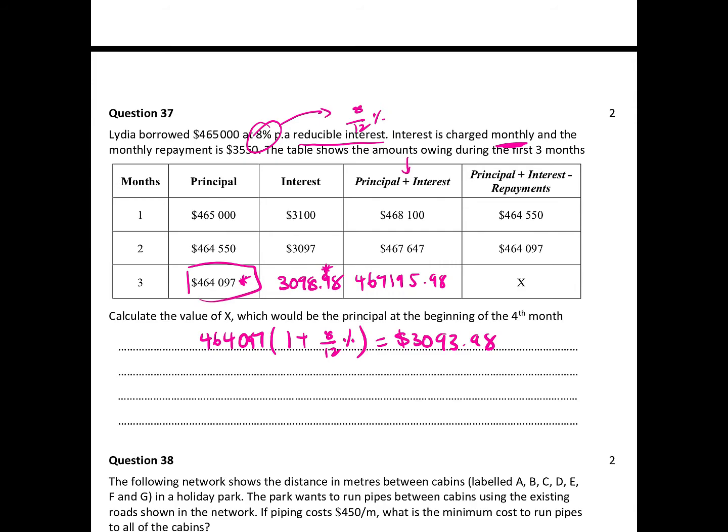Now the repayment is the same every month. It's $3,550. So now it's this amount, take away $3,550. So it's $467,195.98 minus $3,550, and you get $463,640.98.